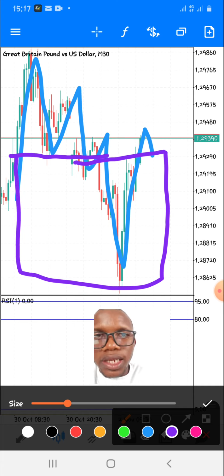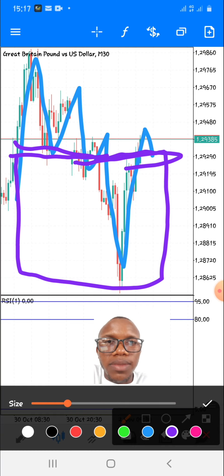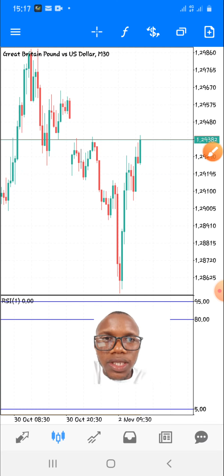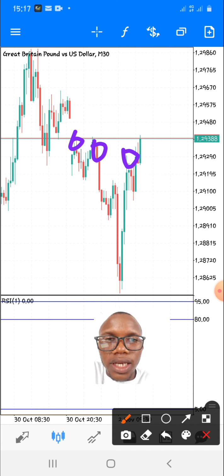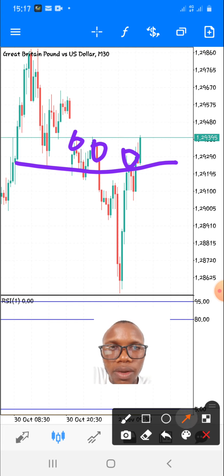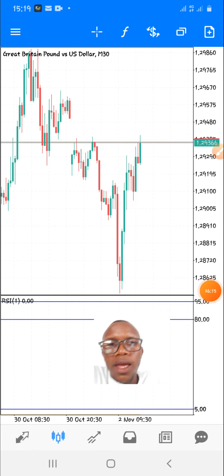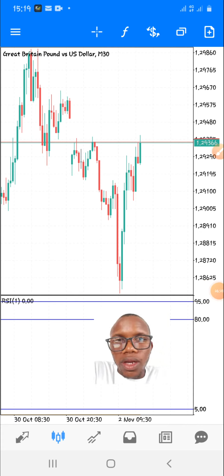So if the price has tested this area more than 3 times, let me remove so that you can see the plain chart. You see this area, the price has tested this area 1, 2, 3 times, more than 3 times. So the price now is going to be upwards because it has tested more than 3 times. So we're expecting the price to go high. Simple as that.